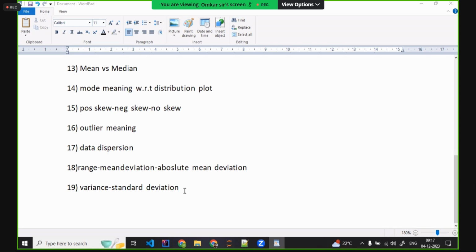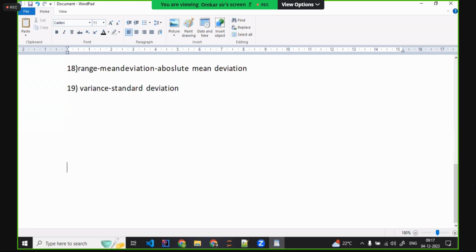Yeah, let's do the important topic now. So we always concern about the data flow, right? How a data is distributed. Our main concern is about how the data is distributed from starting point to ending point. So in that we learn about variance and standard deviation. Variance and standard deviation is the best data measurement metric that we concluded.